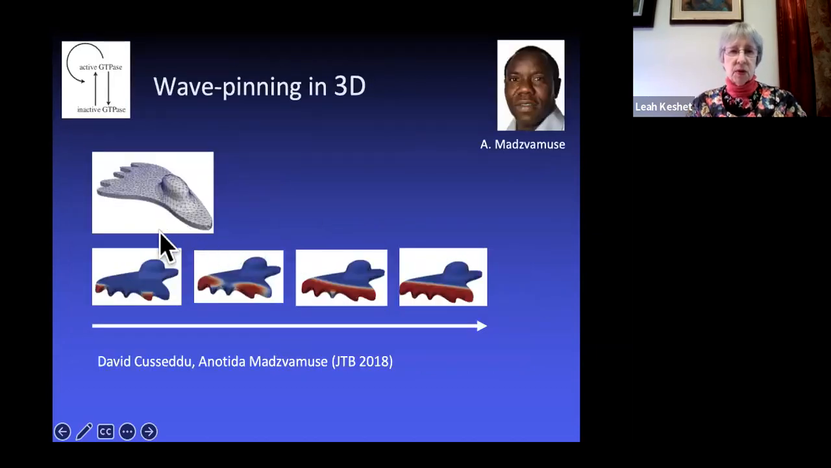I'll mention that this was also simulated, same model in 3D with colleague Anotida Mazvamuse. And by the way, Anotida recently joined us here at the University of British Columbia. So he's a wonderful new colleague that I'm enjoying working with.